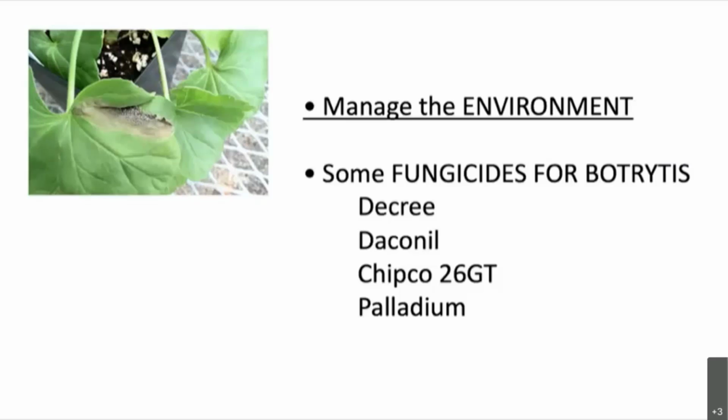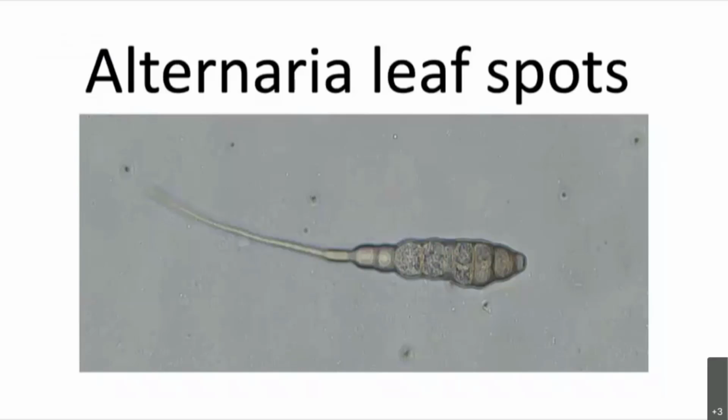Daconil continues to have no resistance problems, and it's very strong against botrytis, but you have to be careful how you work with it and not spray wet plants and not add other things to it, because that might lead to some injury from the Daconil component. And use it under good drying conditions. Those are all helpful concepts. The Chipco 26 GT works against botrytis, and Palladium works well against botrytis. And you may all have other favorites besides this little list.